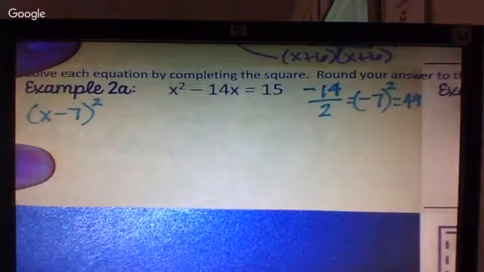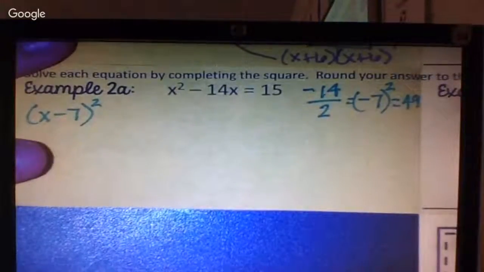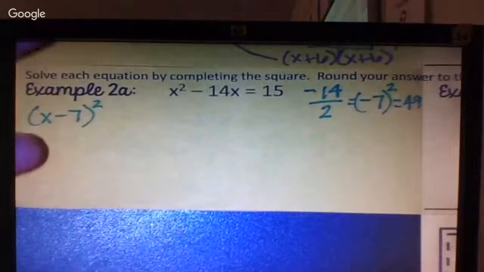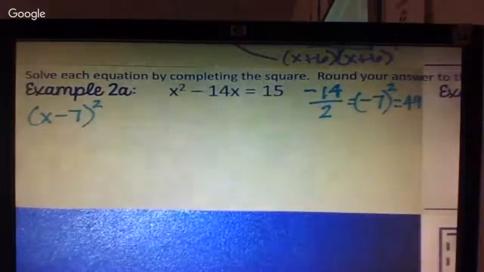Everybody good with that? Yep, sure. Okay. Why are we only doing the left side? We're getting there. My bad. Okay, so everybody's good with the left side though. What we did in example 1A and 1B, that's all we've done so far.